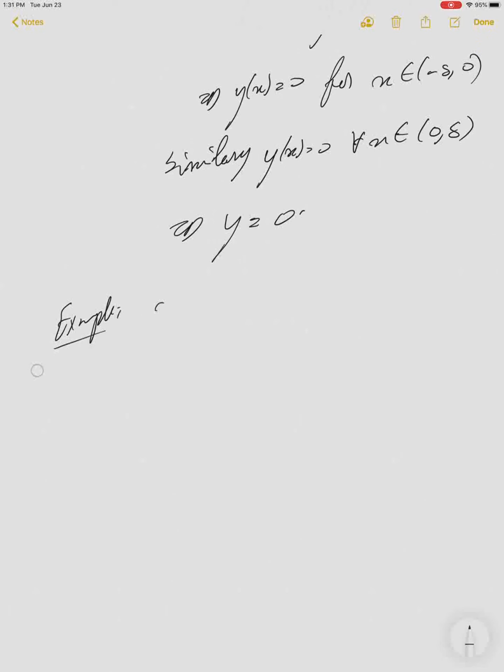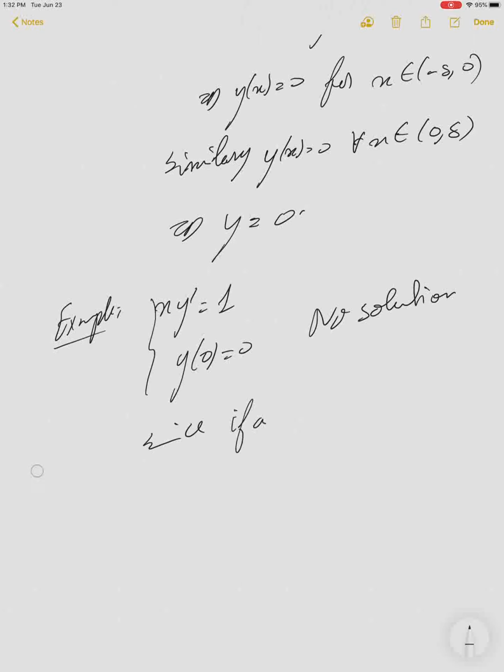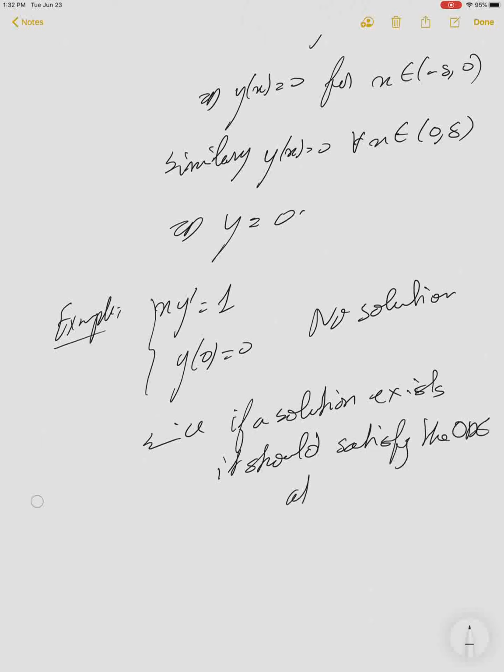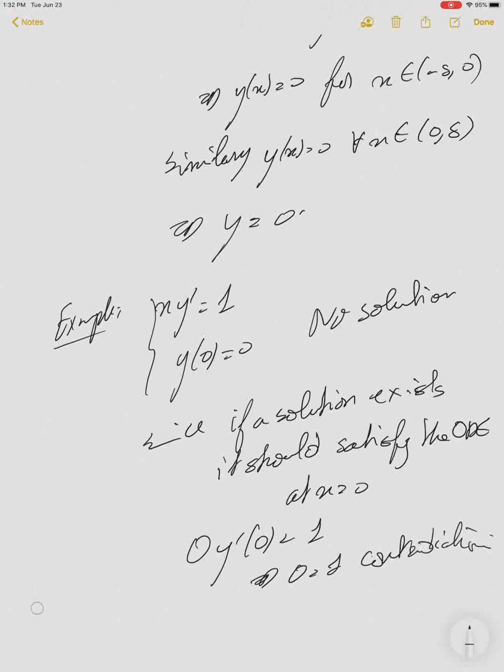Example: x y prime equal to 1, y of 0 equal to 0, and here no solution, since if a solution exists, it should satisfy the ODE at x equals 0, which means 0 times y prime of 0 equal to 1, and this implies 0 equal to 1, a contradiction. So anything can happen if the conditions are not satisfied.